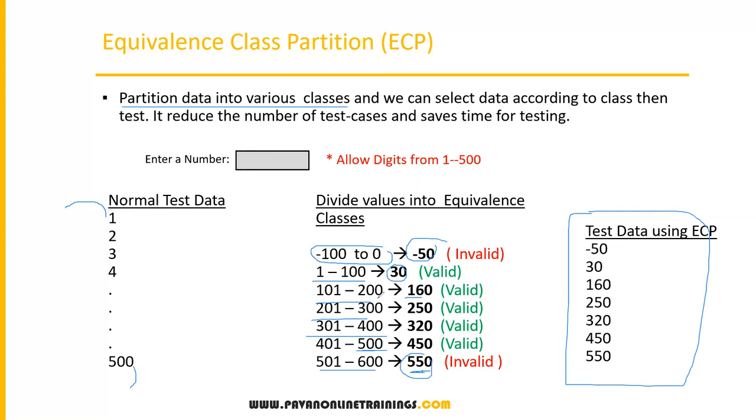Suppose from 101 to 200, if one value is working fine, it means all the values from 101 to 200 are allowed. We don't need to verify each number. This is called the equivalence class partitioning technique. If I don't use this technique, we have to test every number, which will take a lot of time unnecessarily. By using the ECP technique, we can minimize the test data and, at the same time, improve the test coverage. So that is the equivalence class partitioning technique. And now I'll show you one more example.